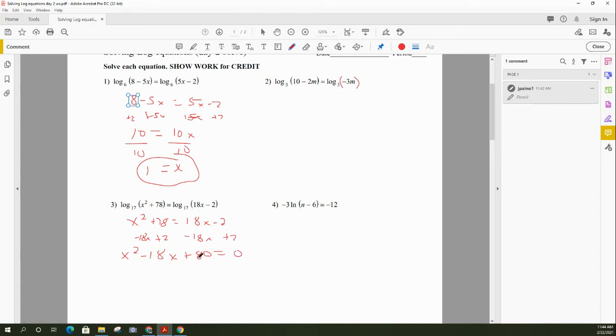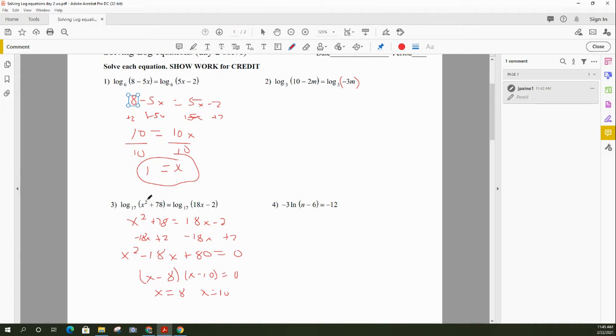Now that's factorable. What multiplies up to 80 and adds up to negative 18? That's going to be x minus 8, x minus 10. So I get 2 answers: x equals positive 8, x equals positive 10. And then we have to check to make sure that they're both positive when you plug them in.